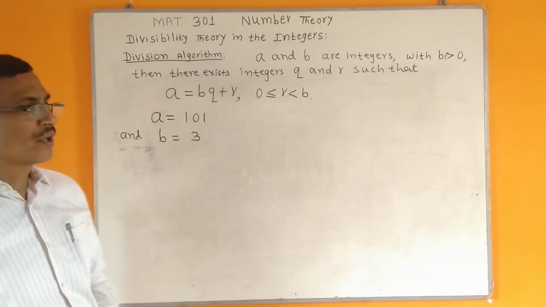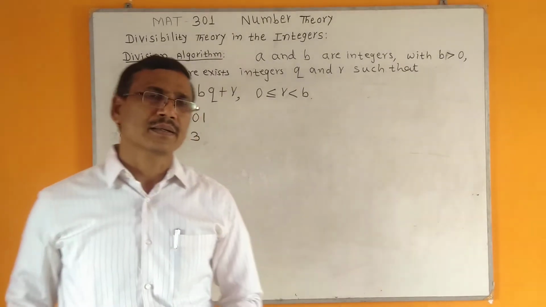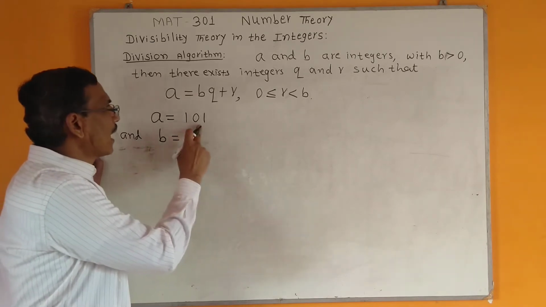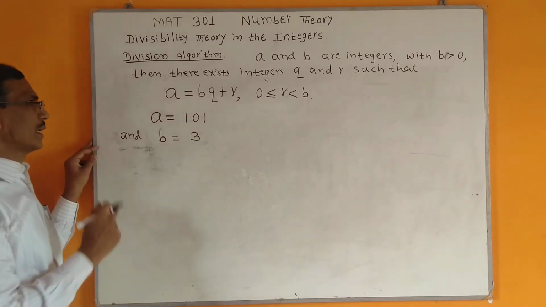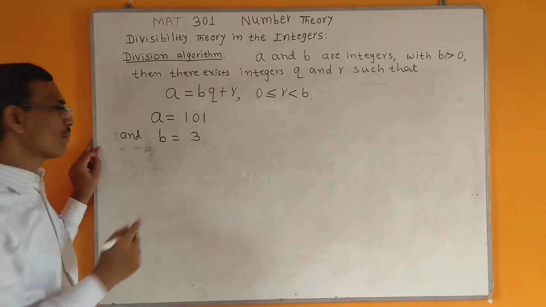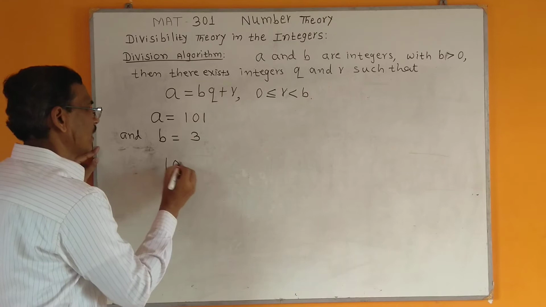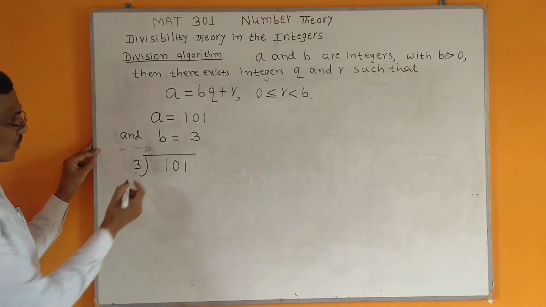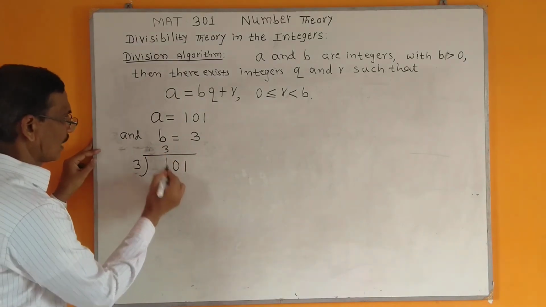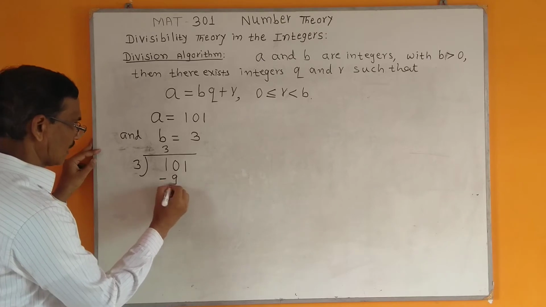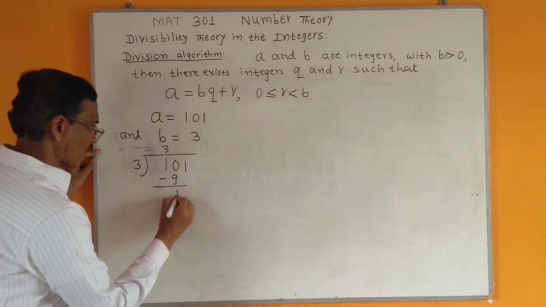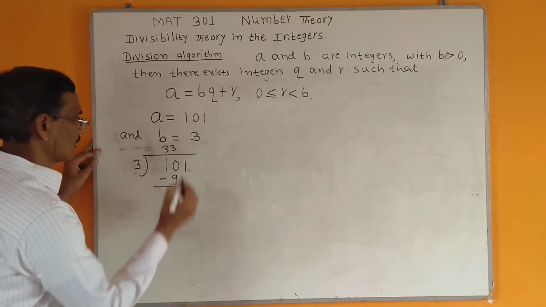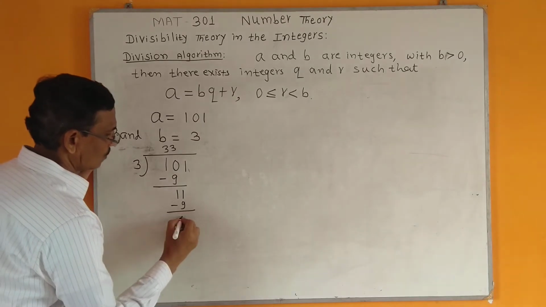Then we have to find the q and r, that means quotient and remainder. Here I am taking 3 as a divisor and 101 as a dividend. That means we shall divide 101 by 3. 101 divided by 3. As usual, 3 3s are 9. That means 3 is quotient. 3 3s are 9. 1, take this one here. Then again 3 3s are 9. 2 remains.